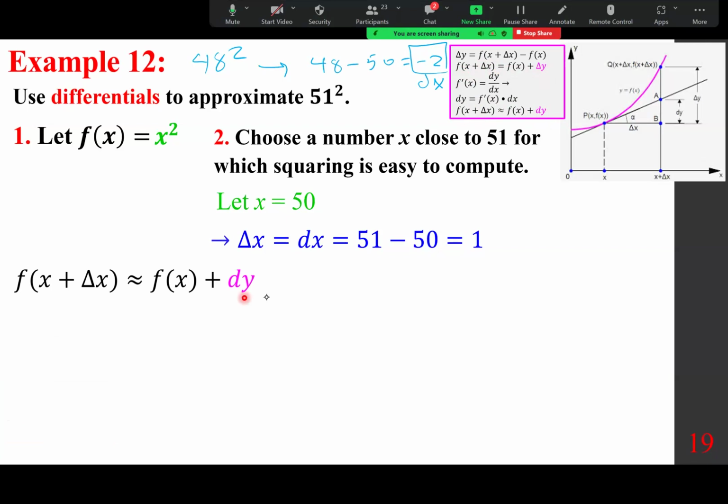We have it: it is x squared. What is dy? We don't have it yet. We know f prime, or dy dx, is 2x. Therefore, dy is 2x dx. And so now we have f of x, which is x squared, plus dy, which is 2x dx.